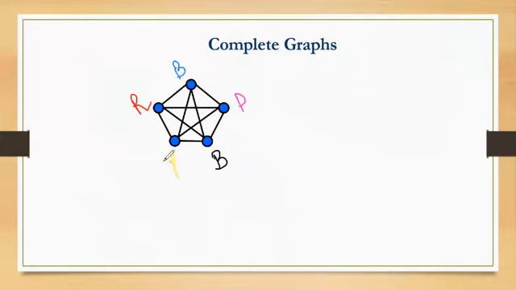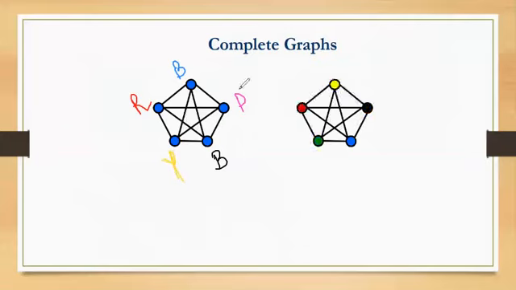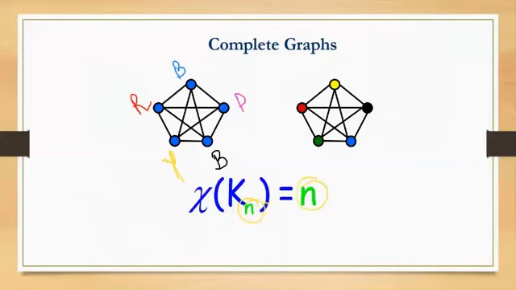The reason being, I am taking the yellow color. The reason being that each vertex is connected to the other vertex. So the chromatic number for a complete graph is basically the number of vertices. This n is taken over here.